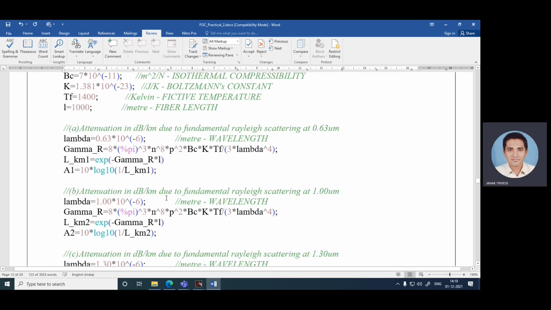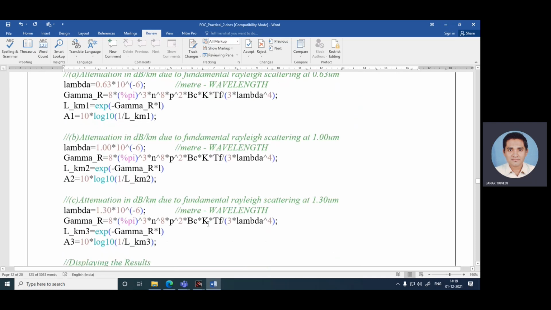Now the same procedure, the same formula for gamma R, L in km and A, but for a different wavelength. So attenuation in dB per kilometer due to fundamental wave scattering at 1 micrometer. Lambda is equal to 1 × 10^-6 meter wavelength. Gamma R is equal to 8 pi cubed n raised to 8 p squared beta c KTF divided by 3 lambda to the 4. L in kilometer is exponential of minus gamma R into L, and A2 is equal to 10 log 10 of 1 upon L in kilometer.